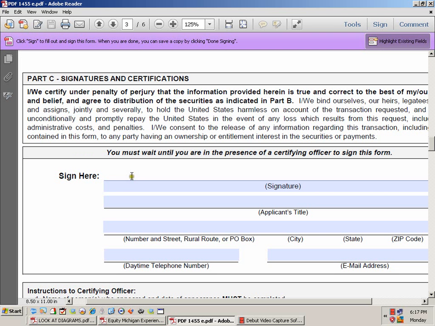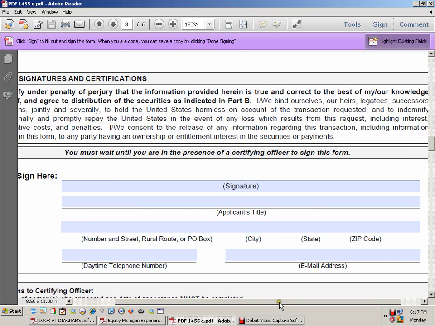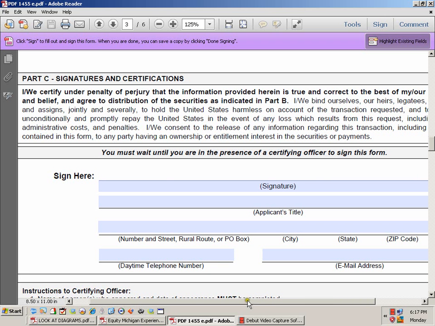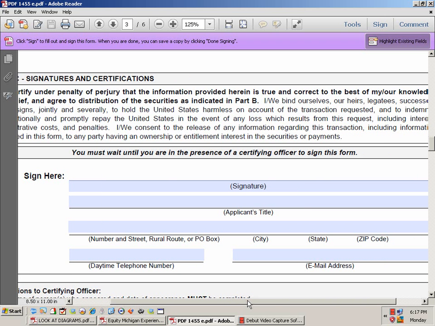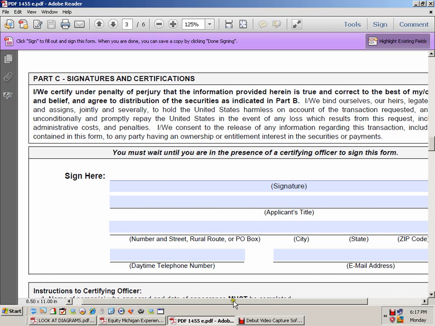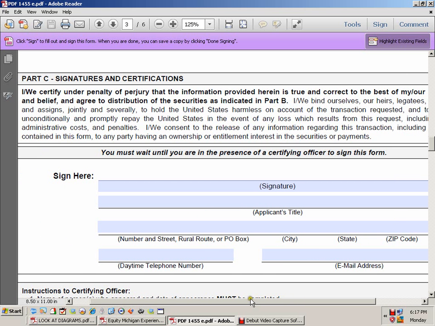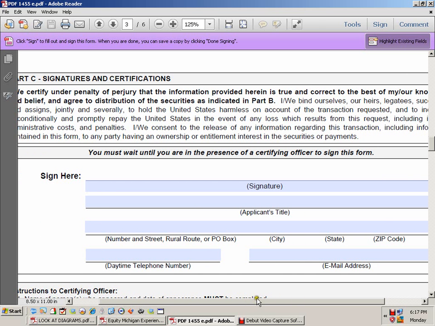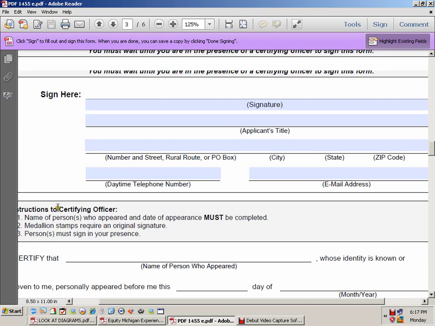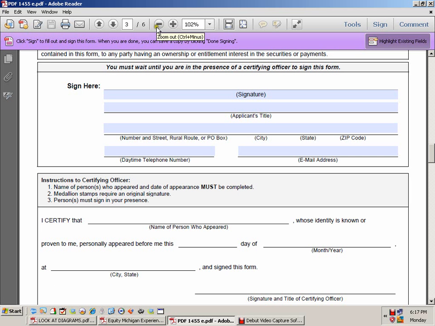And then we get down to signatures and certifications, right? So we certify under penalty of perjury that information provided, yada. We bind our heirs, legatees, successors, and assigns jointly and severally to hold the United States harmless in the account of the transaction requested and indemnify unconditionally and promptly repay the United States in the event of any loss which results from requested, including interest, administration costs, and penalties. All right, so you give me my estate, I'll pay the cost. All right, so you got to do that. All right, so applicant's title, I guess I'd call myself the owner.